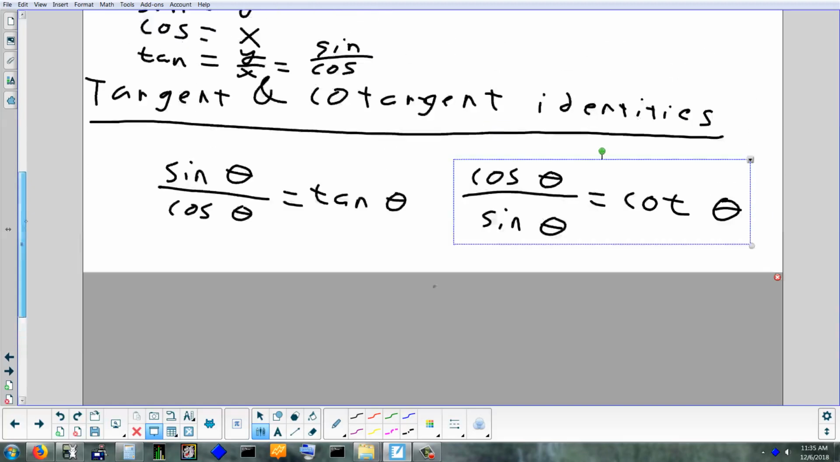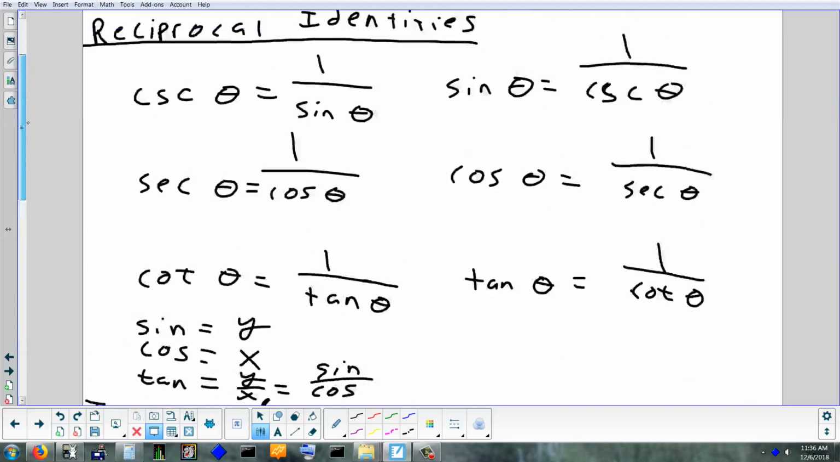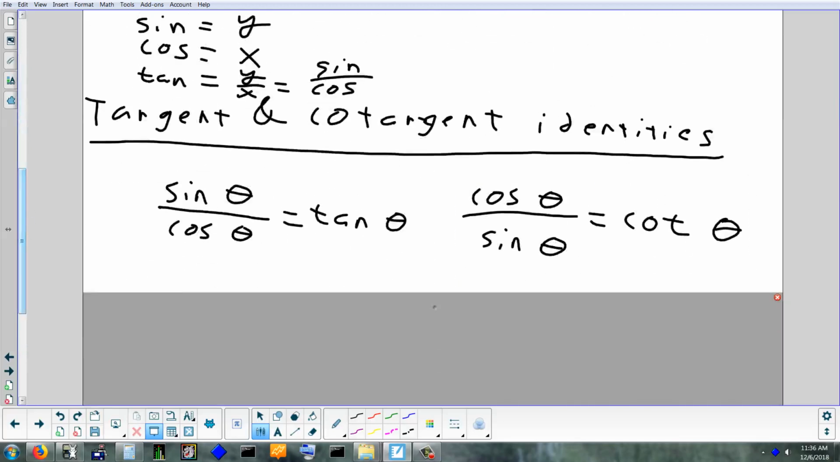Okay, that's the second group of fundamental identities. The first group is with a reciprocal, which we've been using all along. And even this one we've kind of been using when we do unit circle trig. I just didn't call it an identity, but we've kind of been doing that all along. Sine divided by cosine.